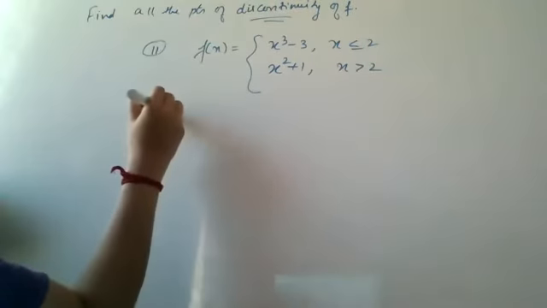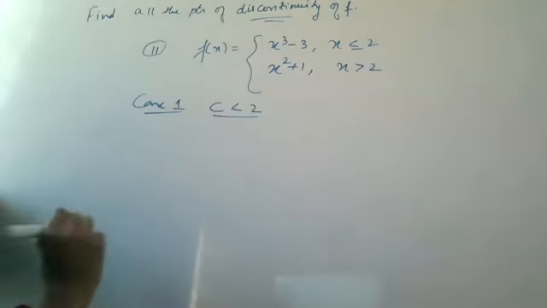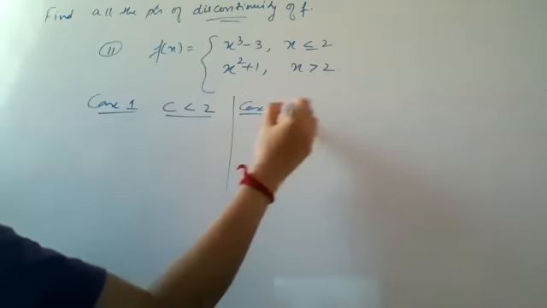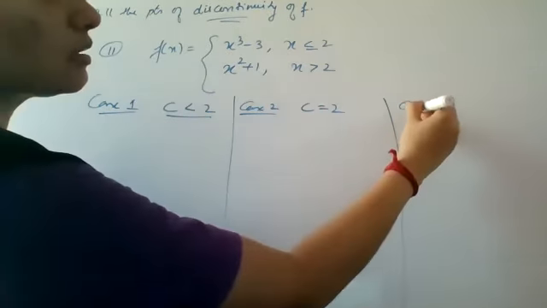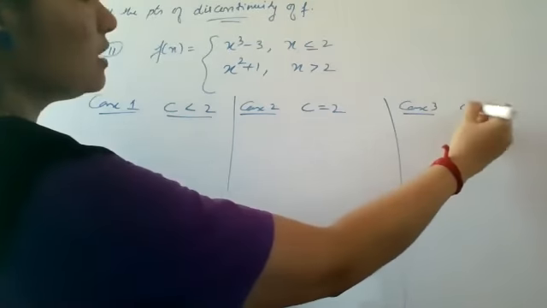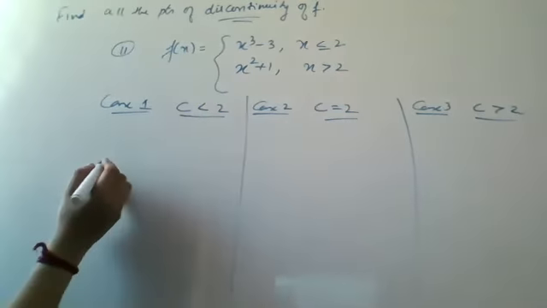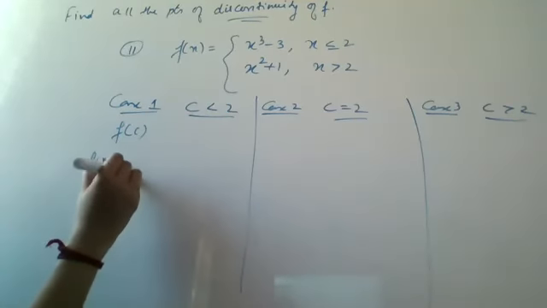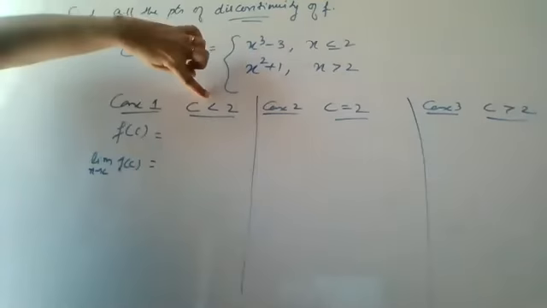So first case is for any c which is less than 2. Second case will be for any c which is equal to 2 and third will be for any c which is greater than 2. These are the 3 cases. Okay. First case, less than 2, what to do? First, f of c and limit x tends to c f of x. f of c means in which you will have less than 2.